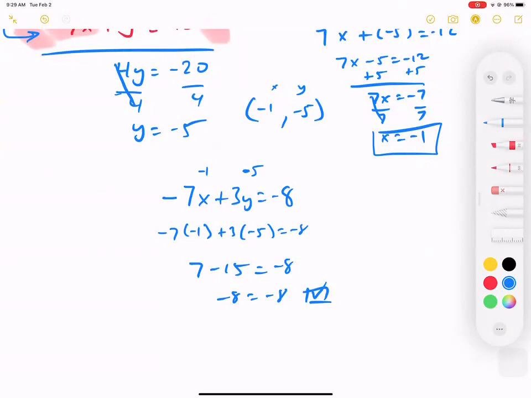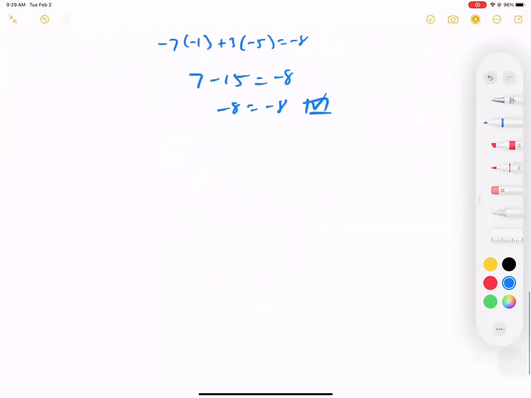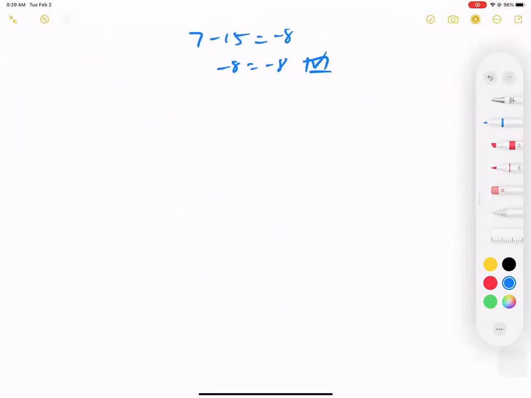All right, so what if now none of them look alike? The trick here is, let's do one more just so you guys get an idea. We're not going to solve it, we're just going to set it up. What if I wrote 2x plus 4y equals 6 and 8x plus 4y equals negative 12?